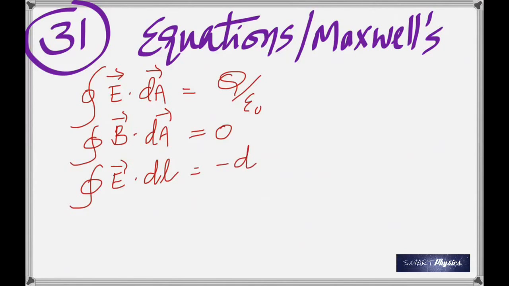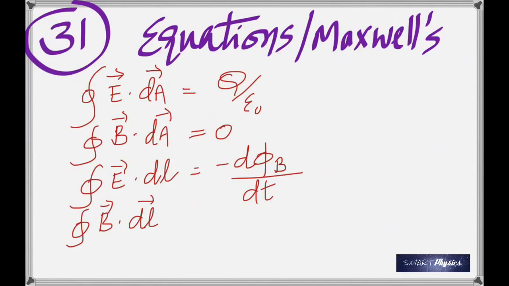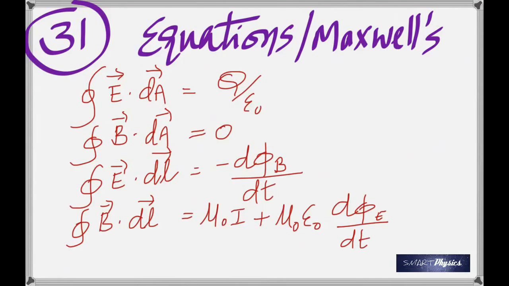And then you have Faraday's law of electromagnetic induction. And finally, you have Ampere's law with the modification done by Maxwell. Ampere's law is actually closed integral B dot dl is mu naught I, but Maxwell added a new term, which is mu naught epsilon naught d phi E by dt. And this term, epsilon naught d phi E by dt, is called the displacement current.